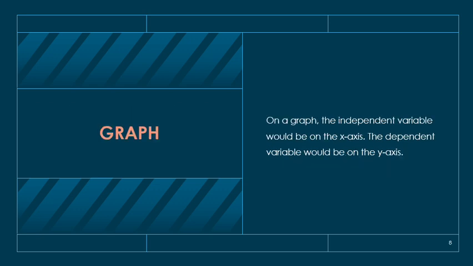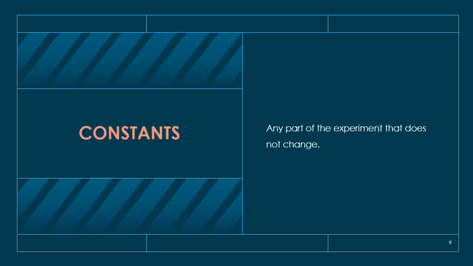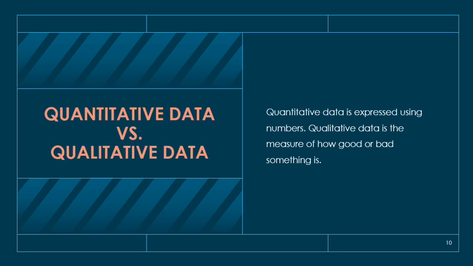On a graph, the independent variable would be on the x-axis. The dependent variable would be on the y-axis. Constants are any part of the experiment that does not change. Quantitative data versus qualitative data. Quantitative data is expressed using numbers. Qualitative data is the measure of how good or bad something is. I remember this as quantity in quantitative and quality in qualitative.